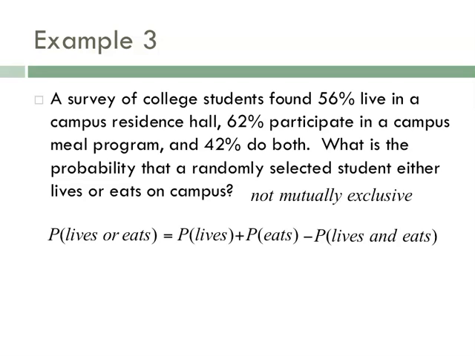Now, in this case, probability that a student lives on campus is 56%. Probability that a student that you pick randomly eats on campus or participates in a campus meal program is 62%. And then you're told that 42% do both. So we have to subtract out those that are under both. Okay, so now it's just a matter of simplifying that, and that comes out to be 76%. So the probability that if you randomly select a student, that student lives or eats on campus is going to be 76%.